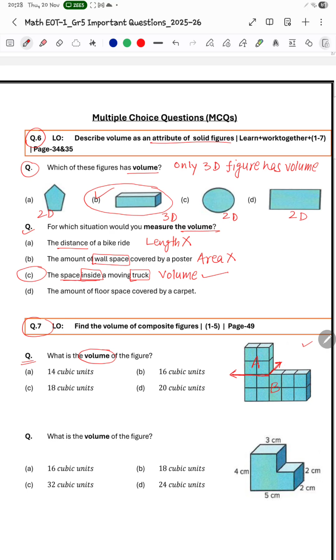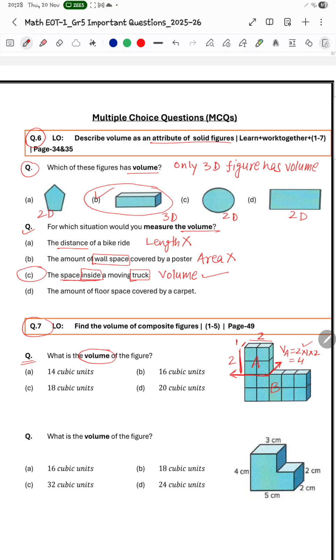So now we need to find 3 dimensions and get the volume. So this is length, yani 2. I can see 2 blocks are here. This is your width, only 1. And this is your height. So this will also be 2. So volume of A will be 2 times 1 times 2, which will give you 4.